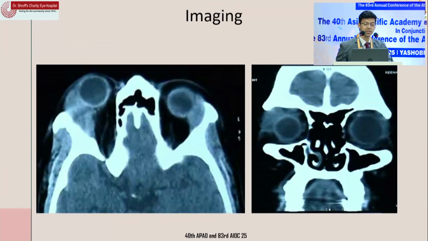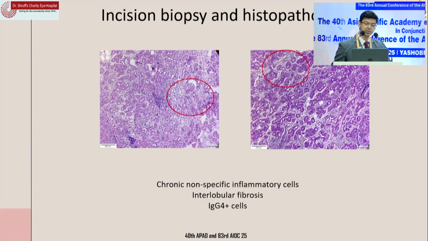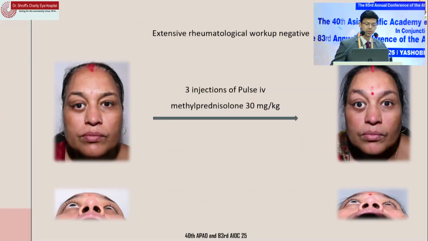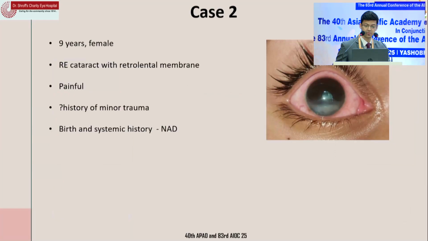On imaging, she has bilateral homogeneous enlargement of the lacrimal gland, right side more than left side. When biopsy was performed from the right orbital lobe, there was chronic non-specific inflammation, some interlobular fibrosis, and positivity for IgG4 cells. She underwent an extensive rheumatological workup, all of which turned out negative, even for IgG4. After receiving 3 pulse doses of steroids, you can see the proptosis has gone down, the ptosis has improved, and she's on regular follow-up now.